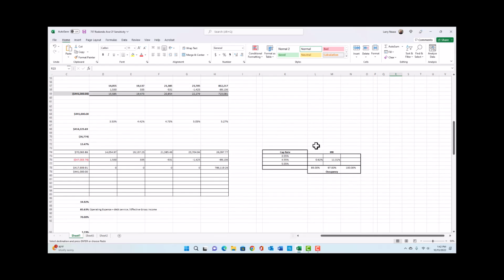In that case, again maintaining the same cap rate at the end of year 5, the internal rate of return is 13.47%. Okay, you see the process again? What I'm doing is going in and changing the assumptions one at a time.